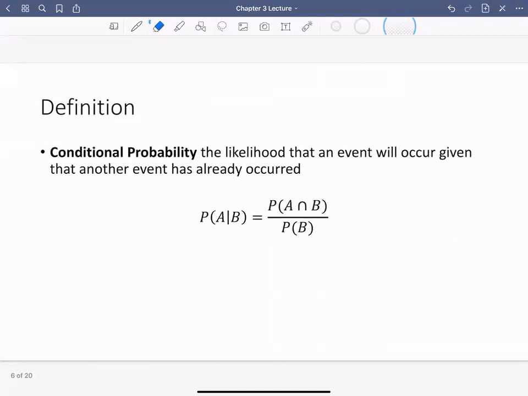So the last definition is a conditional probability. And it says the likelihood that an event will occur given that an event has already occurred. So this is how we say this. The probability of A given B. So another way of saying it is, what's the probability of A happening given that B has already happened?